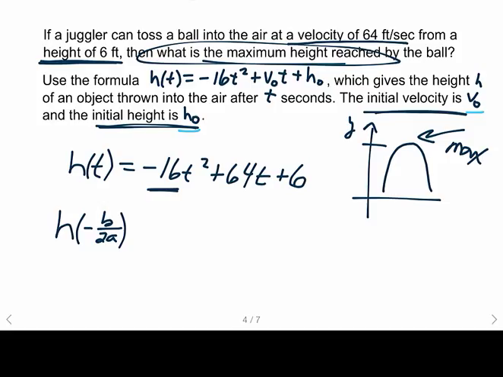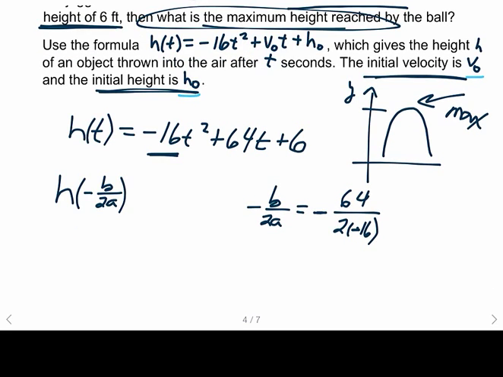Which means I need to start with negative b over 2a. In this case, because we have h of t is negative 16t squared plus 64t plus 6, b is equal to 64. A is equal to negative 16. And let's not forget that we're finding negative b over 2a, so it's negative 64 over 2 times negative 16, which is actually going to be 64 over 32, 2.